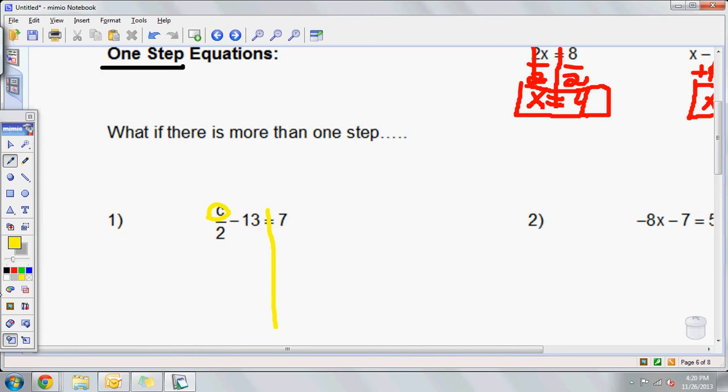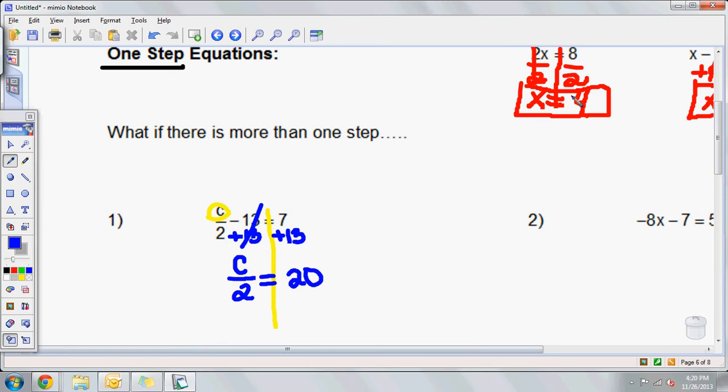Whenever you have two steps, the first thing you're going to ask yourself is, what is closest to c? Right now it's this 2, so I'm going to leave that alone for right now. The easiest thing to get rid of right now would be this minus 13. To do that, I'm going to do the opposite, so I'm going to add 13 on both sides. Negative 13 plus 13 is nothing. So what I'm left with on this side is c over 2 is equal to 20.